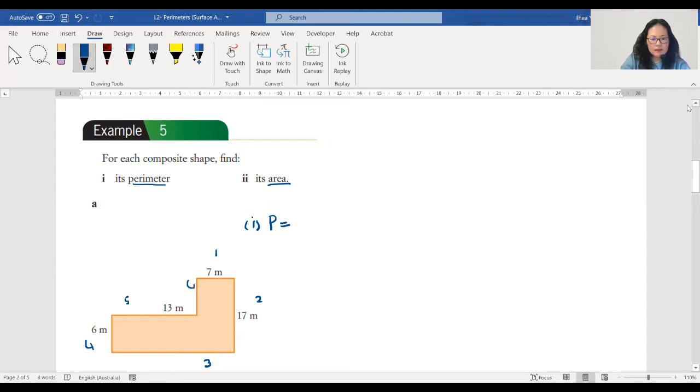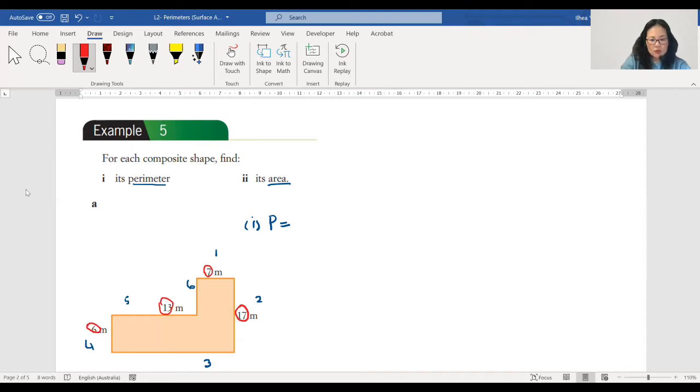6 sides. Okay. Now, how many measurements, values can you see? I can see 4. So we need to have 2 more sides to add them all up, isn't it? Perimeter is adding all up. So I need to find the other 2 sides.